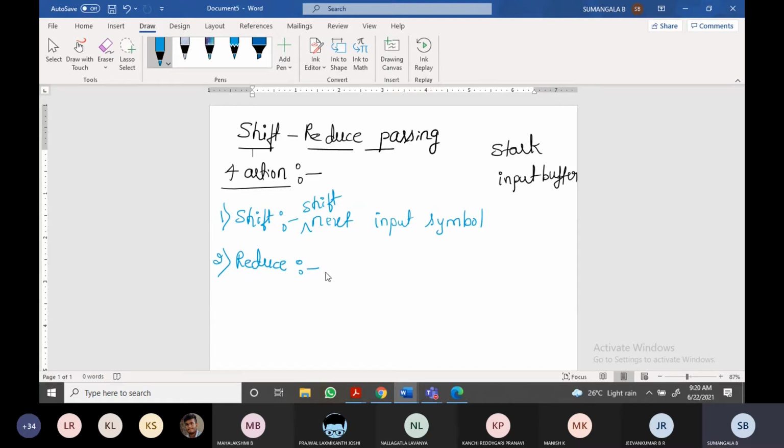Understood? Reduce means, I am repeating, you check the top of the stack. What is the top of the stack symbol we are having? Once it is matching with the body of any production, then that symbol will be replaced with the non-terminal. That is called the reduce action. Is it clear?